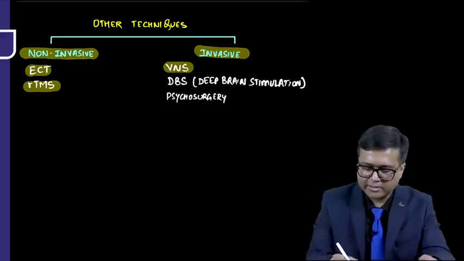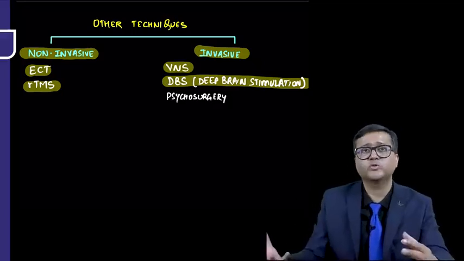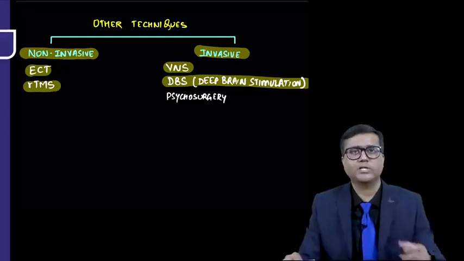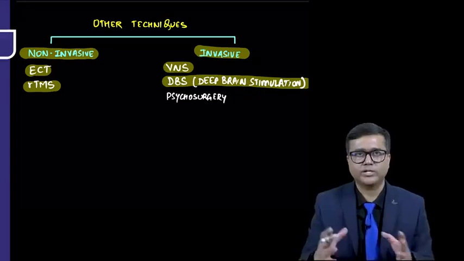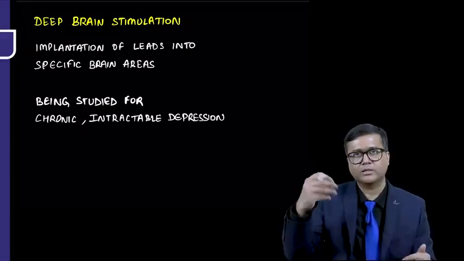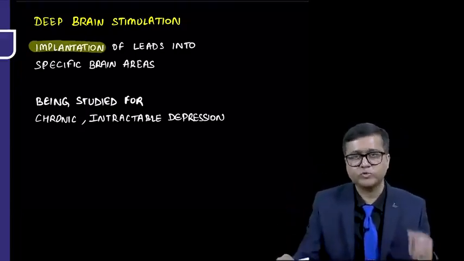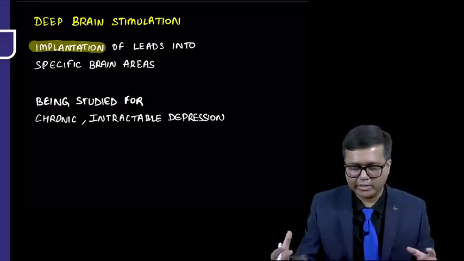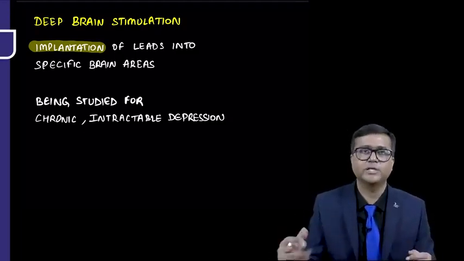Another invasive technique is DBS, that is deep brain stimulation. And of course, psychosurgery is also an invasive procedure. Sometimes we can also use gamma knives nowadays. Psychosurgeries may be used for treatment of OCD. In deep brain stimulation, as the name suggests, the deeper areas of the brain are stimulated by implantation of leads into specific areas. It is now being studied for chronic or intractable depression. It has not been approved for this condition, but it has been studied.